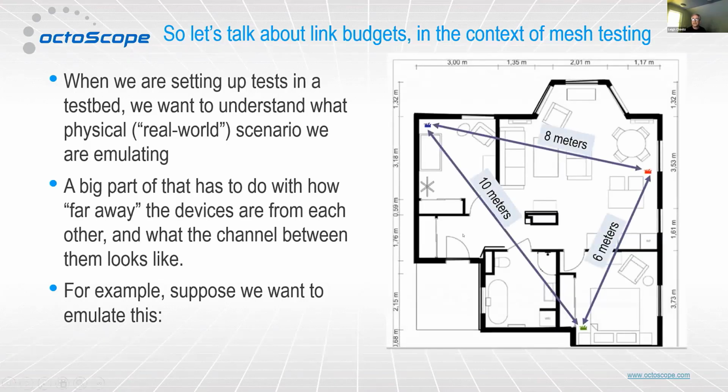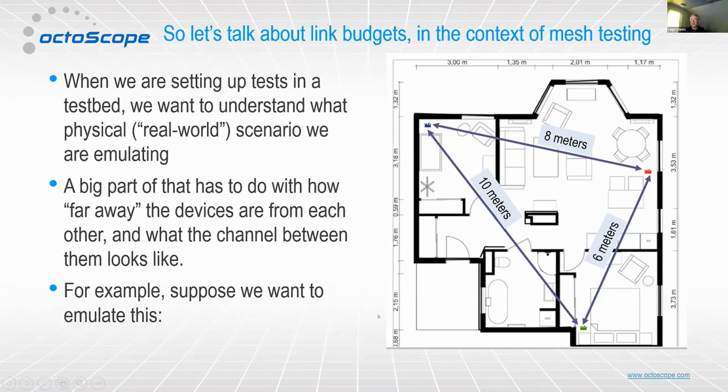Let's imagine that we want to emulate a setup like this. This is some home, and we can imagine a mesh setup here. You can see we've got a little red AP here, a blue AP stuck in this corner, and a green AP. So this is a 3-node mesh system that has been set up in this environment.